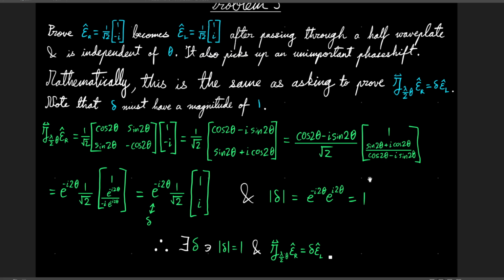And so this is the eigenvalue, and we've just proven that there does exist an eigenvalue with a magnitude of 1, such that the Jones matrix times the right circular polarization vector is equal to just that eigenvalue times the left circular polarization.